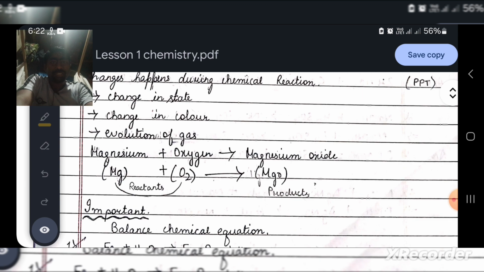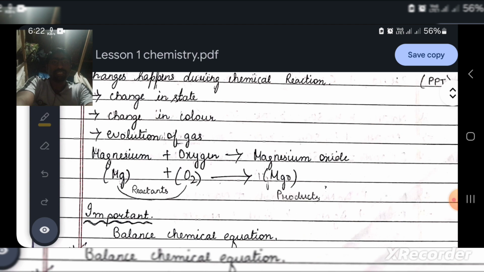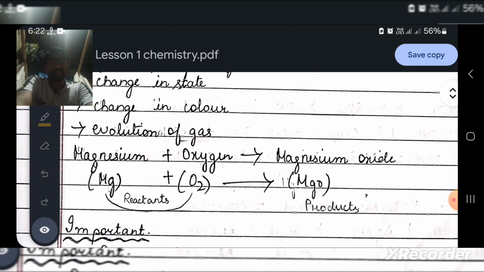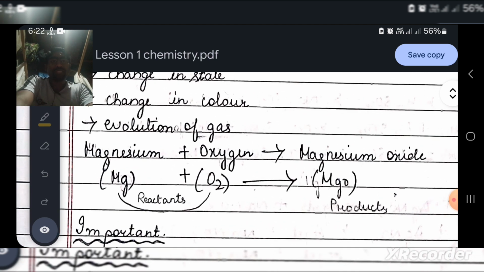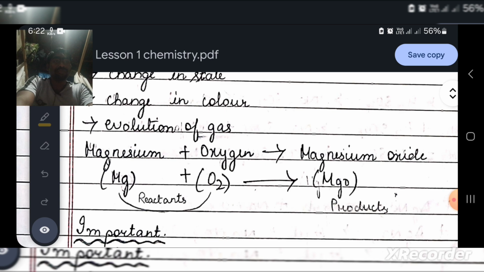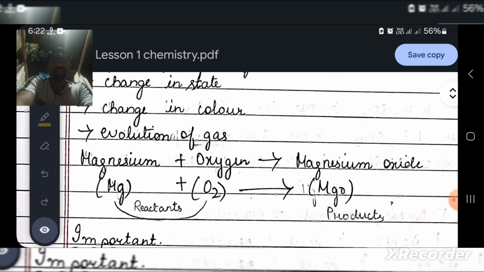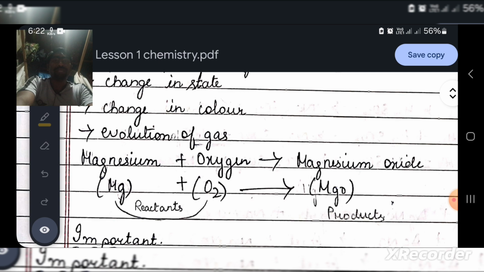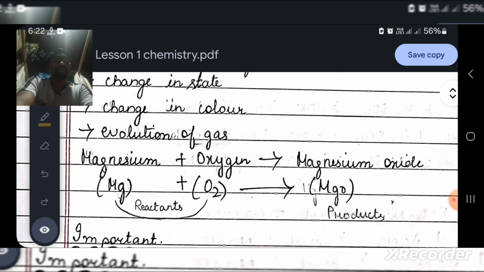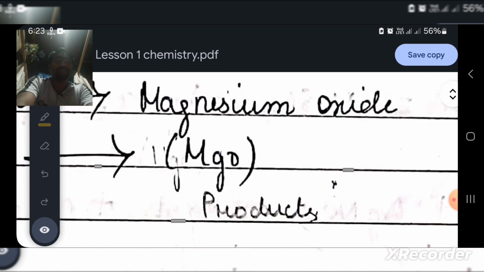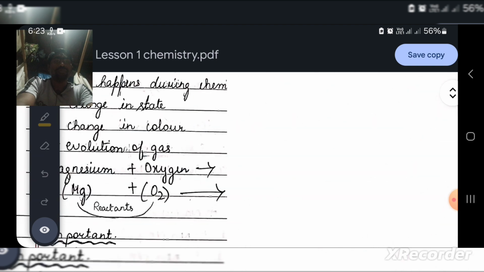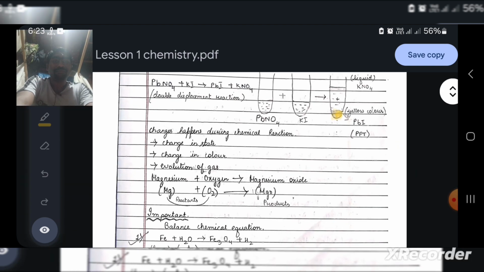Next, you can look at this magnesium and oxygen one, the magnesium ribbon one. Here is the reaction, it has been written down. When magnesium burns, it reacts with oxygen. It gives magnesium oxide. The formula, the symbols: magnesium Mg, oxygen O2, and magnesium oxide MgO. This one is the product.